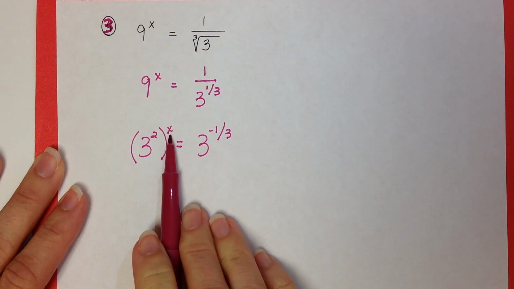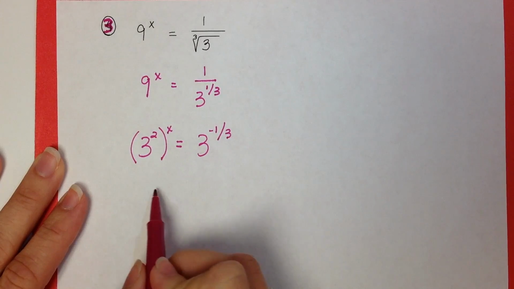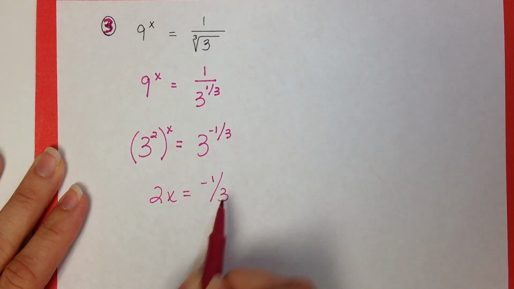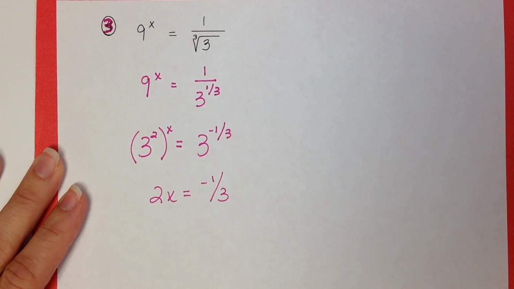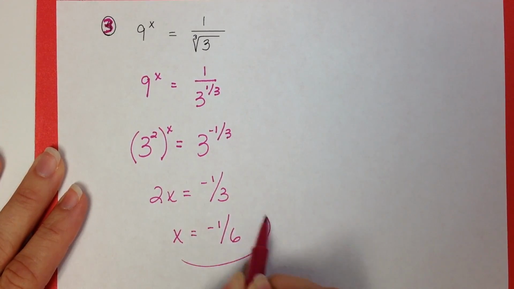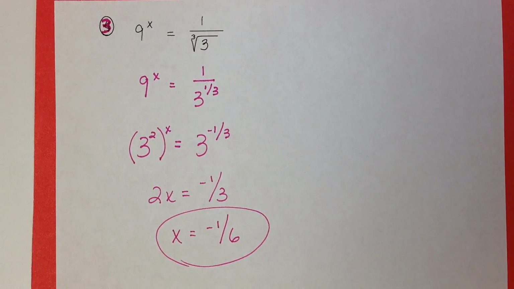Again, power to a power, you need to multiply these two. So just pulling out your exponents, now divide both sides by 2, and you're going to end up with negative 1/6 as your answer. So that one showed you, if you have a radical, you have to rewrite the radical. If it's in the denominator, you need to move it to the numerator.